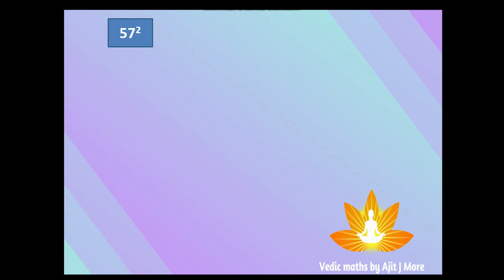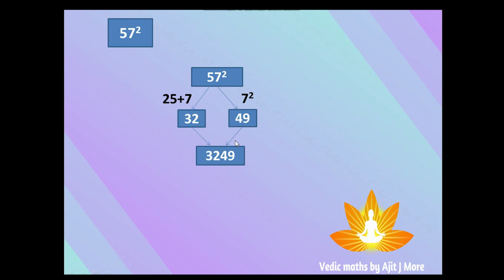Let's take one example. 57 square. Now to find out 57 square, I told you the first part is 25 plus the unit place digit. So what is that unit place? 7. And 25 plus 7 is 32. That will give you the first part. And the second part is the square of the unit place. That is 7, and 7 square is 49. Join this and you'll get the answer. Don't you think it's so easy?